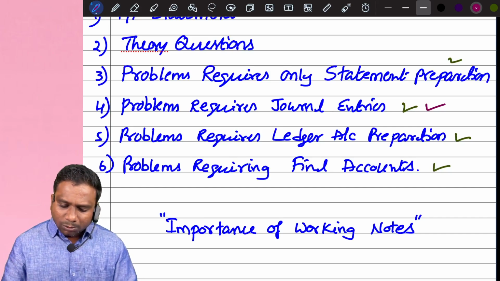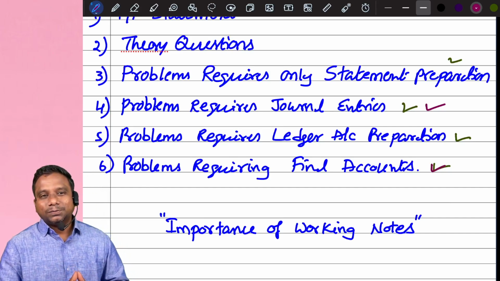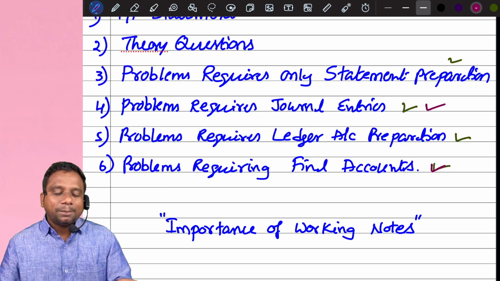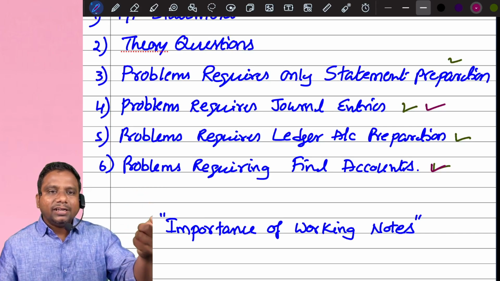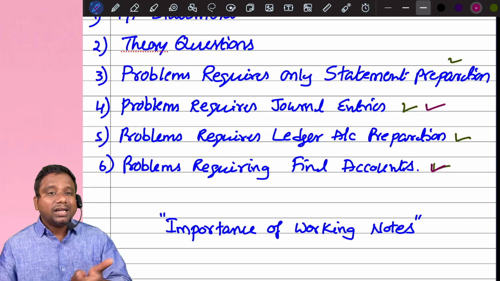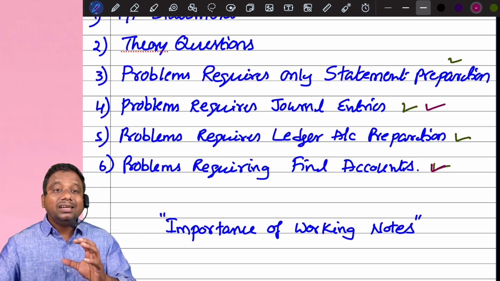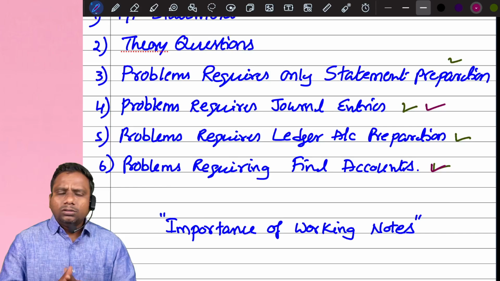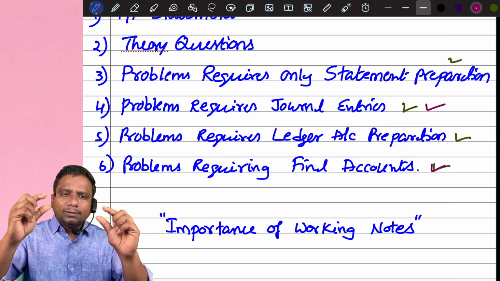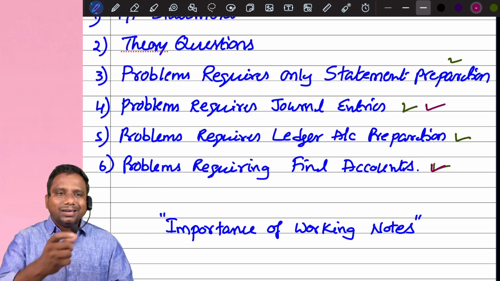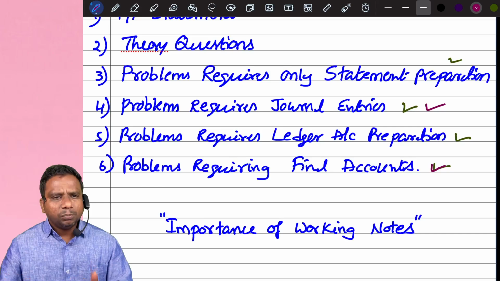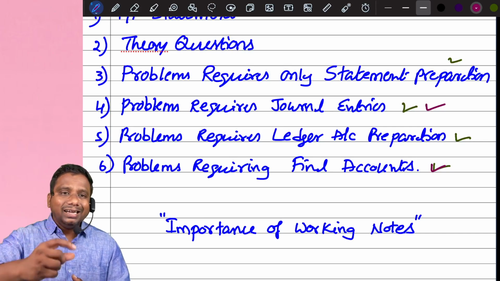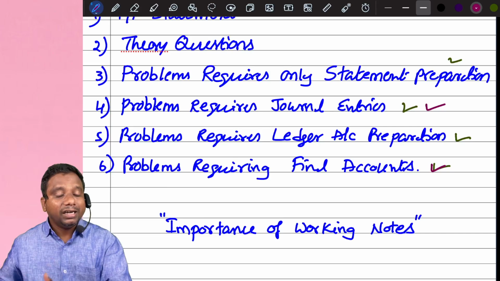Next one, the problem which requires final accounts. Final accounts is nothing but preparation of trading account, P&L account, balance sheet. Prepare trading account, profit and loss account and balance sheet formats first with a neat heading. For the trading account, first we write the business name, after that we write trading account for the year ended so and so date. If you are preparing trading and P&L account combinedly, then write trading and P&L account for the year ended.